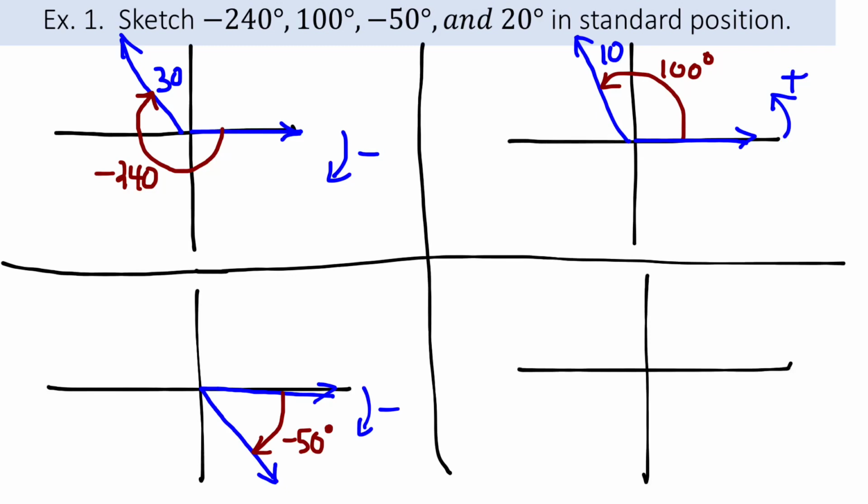All right, one more. Once again, we're in the positive direction, 20 degrees. So that would be about here in the first quadrant. This is my initial side, and my arrowhead indicating direction. So this would be 20 degrees.